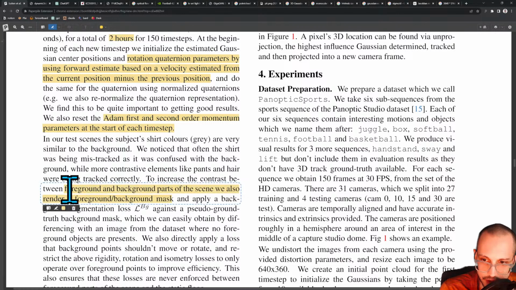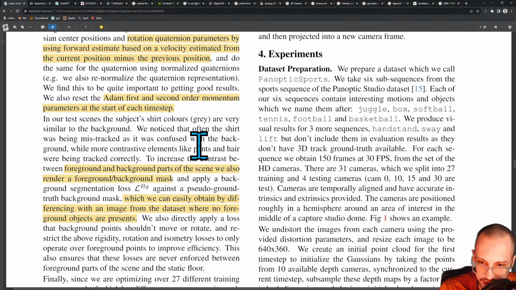Yeah, so here's where the little hack of the background, foreground information is coming in against a pseudo-ground truth. We can easily obtain by differencing with an image from the dataset with no foreground objects present. See, more stuff that you have to kind of have beforehand. Also, directly apply a loss that background points shouldn't move or rotate and restrict the rigidity, rotation, and isometry losses to only operate over foreground points to improve efficiency.